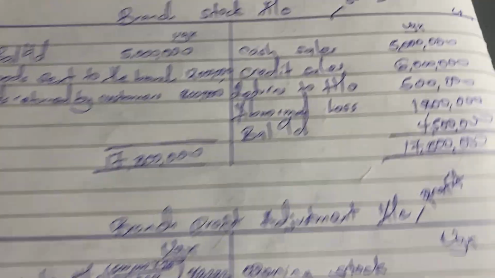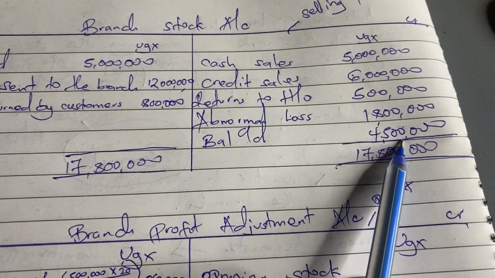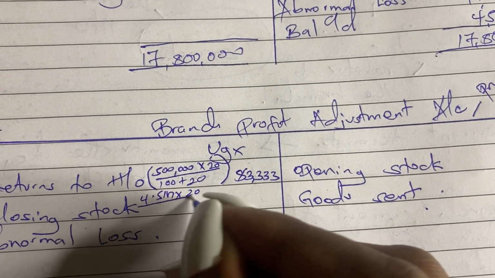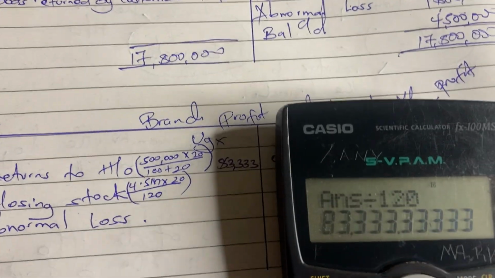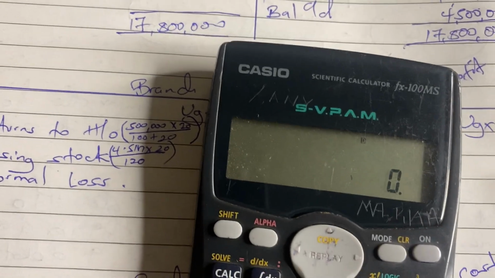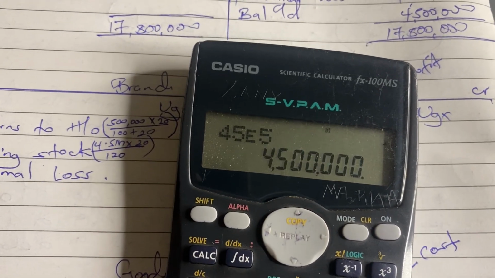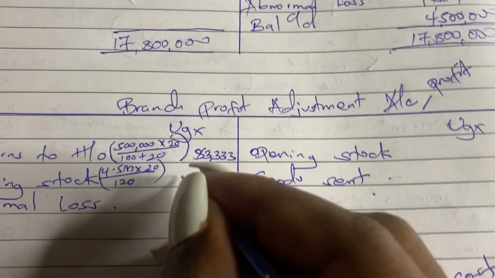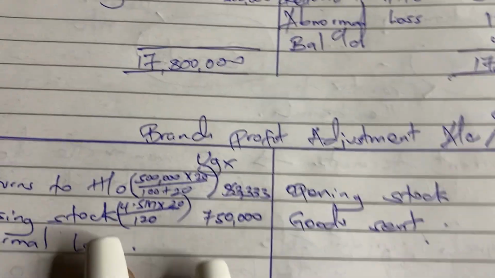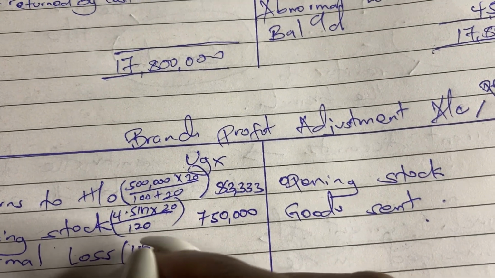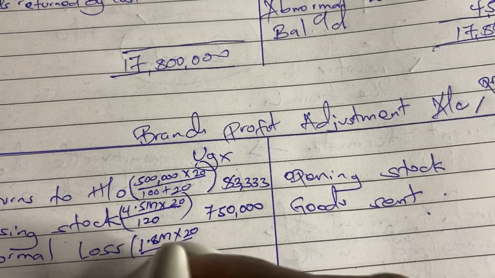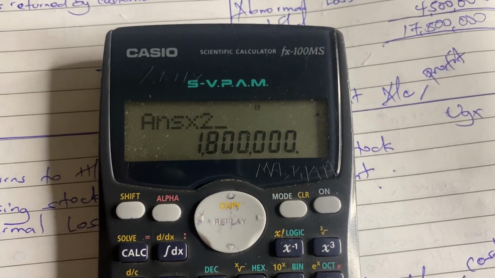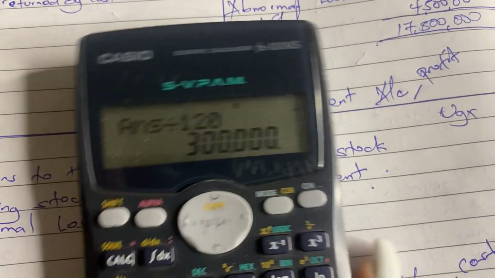Then for closing stock, this is the figure, 4.5. So how do we get the profit figure? We get 4.5M times 20 out of 120, like that. When you're doing it in your exams, don't put these things in brackets, just do it from the side. So times 20 divided by 120, which is 750. Then for abnormal loss, same thing, 1.8M times 20 out of 120, which is 300,000.